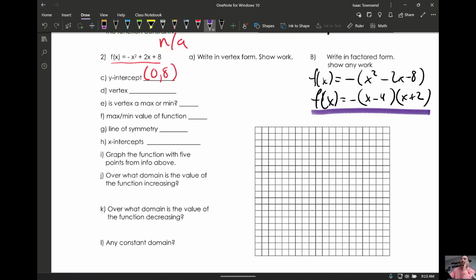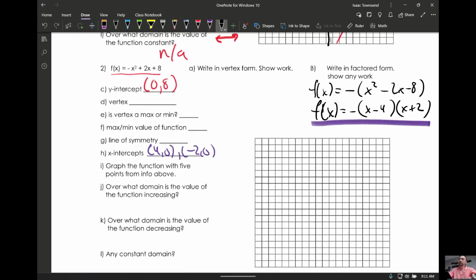So set the factors equal to 0 and solve. -1 doesn't equal 0, so that doesn't give us an x-intercept. X minus 4 equals 0 at 4, and x plus 2 equals 0 at -2. So quick and easy x-intercepts if you have the factored form. So that's its strong suit.